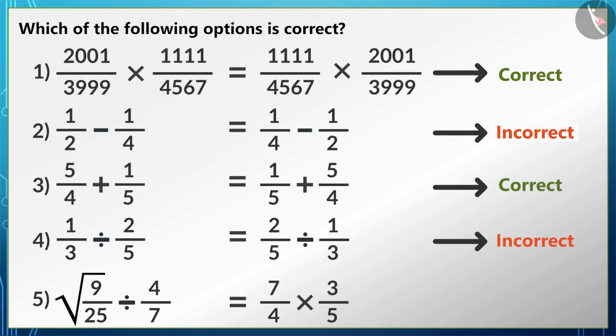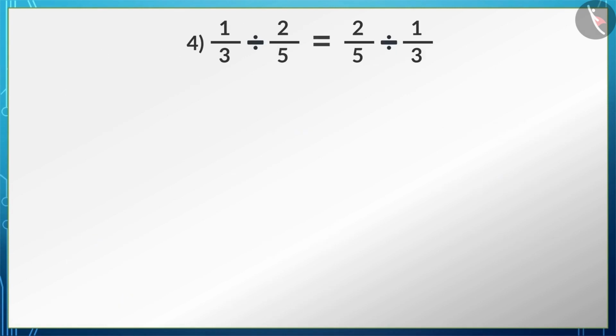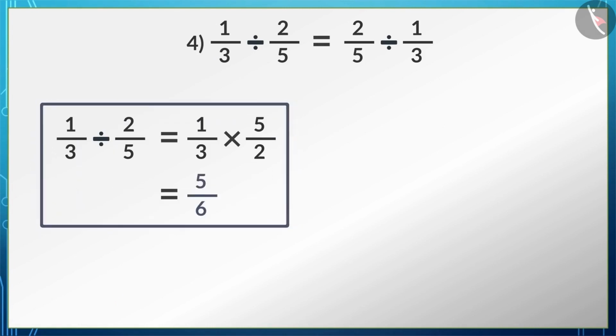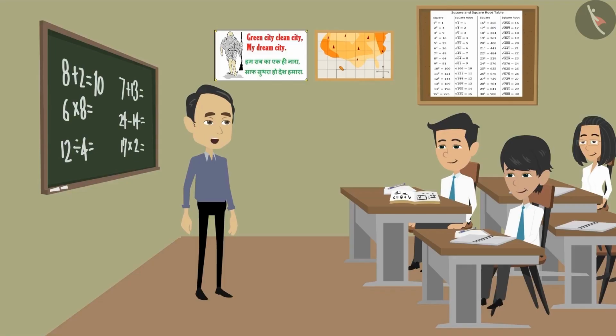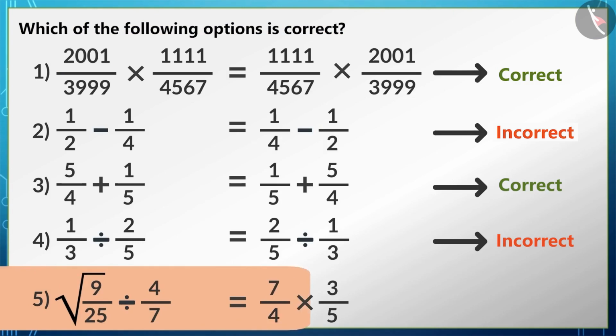And the fourth option is wrong. We can see here the answer on the LHS is 5 by 6 and the answer on RHS is 6 by 5. It is not equal. They are reciprocal of each other. Sohan, your answer is correct. But what do you think about the last option?